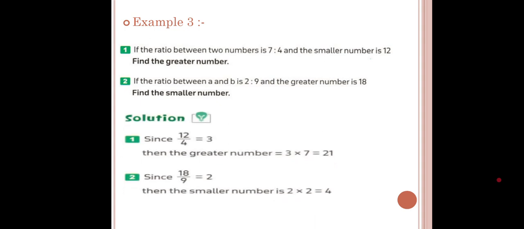Example 3: if the ratio between two numbers is 7 to 4 and the smaller number is 12, find the greatest number. First I divide 12 by 4, which equals 3, then the greatest number is 3 times 7, which equals 21. If the ratio between A and B is 2 to 9 and the greatest number is 18, the greatest number corresponds to the greatest ratio term, so 18 divided by 9 is 2, and 2 times 2 equals 4. Then the smaller number is 4.